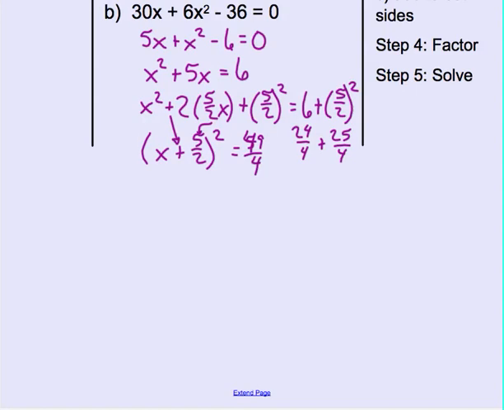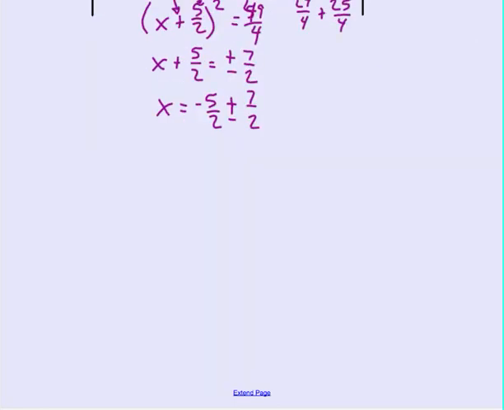And then we're going to take the square root. So the square root of 49 is 7, square root of 4 is 2. And subtracting the 5/2 from both sides, we are not going to leave our answer like this because there's no radical. These are like terms. So I've got negative 5/2 plus 7/2, which gives me 2/2 or 1. And negative 5/2 minus 7/2 is negative 12/2, which is negative 6.